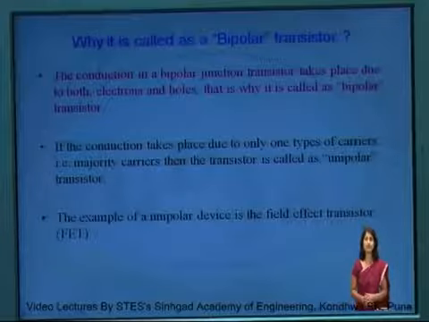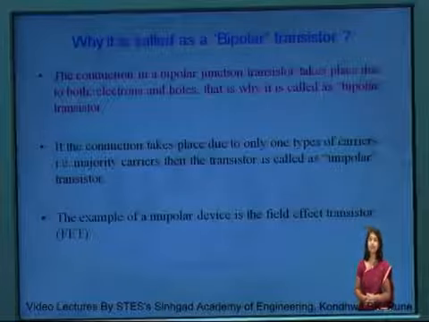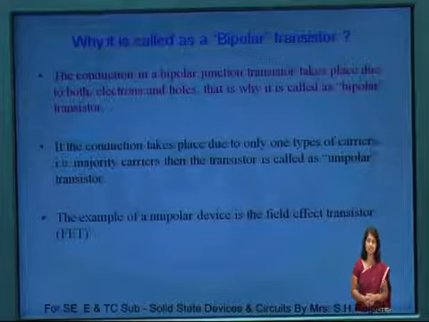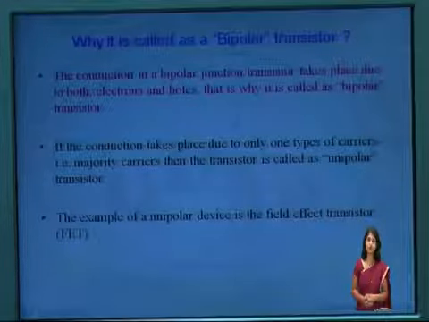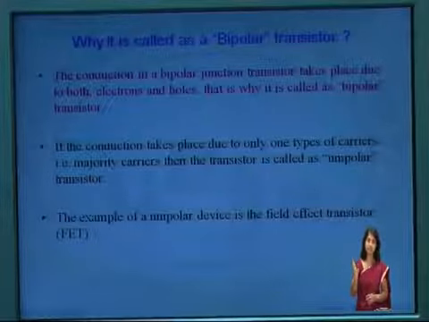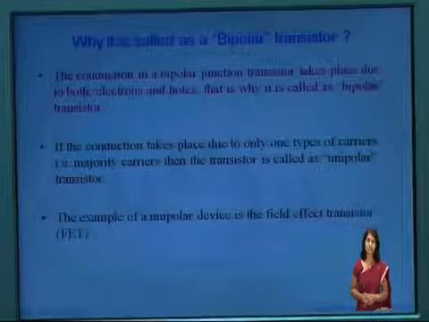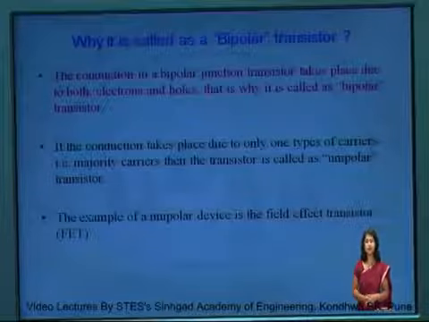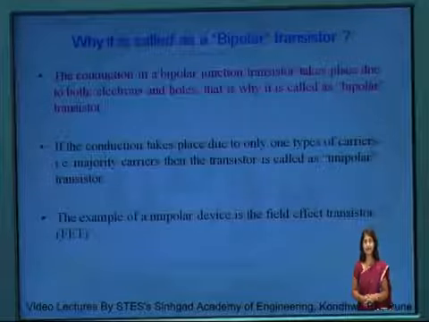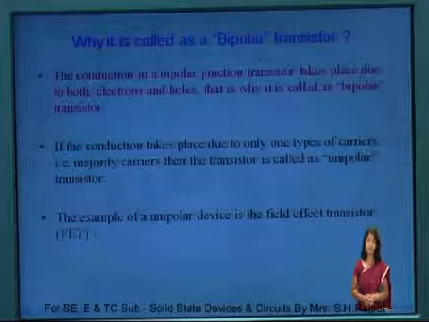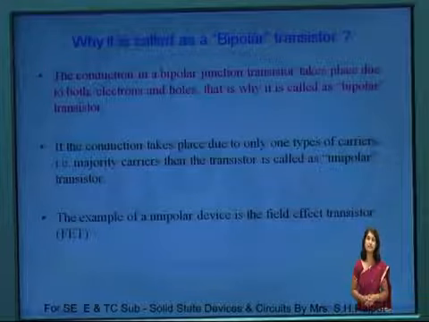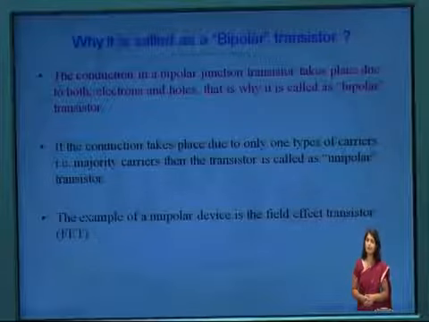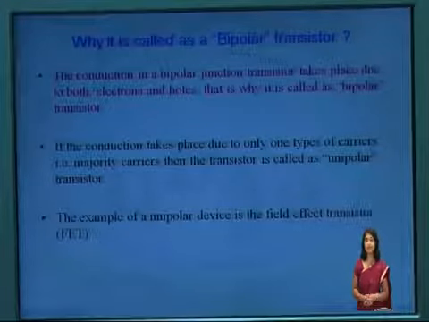So why is it called a BJT? That's now the question. BJT means bipolar junction transistor. Whenever the conduction in a transistor takes place because of electrons as well as holes, then it is called a bipolar junction transistor. But when the conduction in the transistor takes place only because of the majority charge carrier, that is either electrons or holes, then it is called a unipolar device. The best example of a unipolar device is the FET, that is called the field effect transistor.